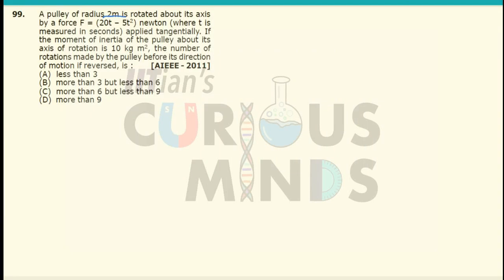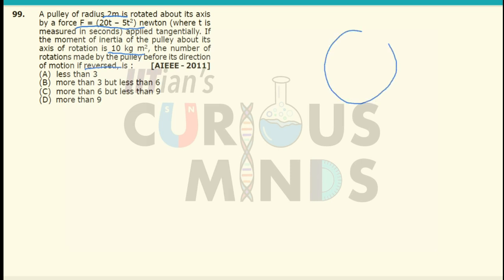A pulley of radius 2 meters is rotated about its axis by applying the force F = 20t − 5t² newtons, where t is measured in seconds, applied tangentially. If the moment of inertia of the pulley about its axis of rotation is 10 kg·m², the number of rotations made by the pulley before its direction is reversed will be equal to.